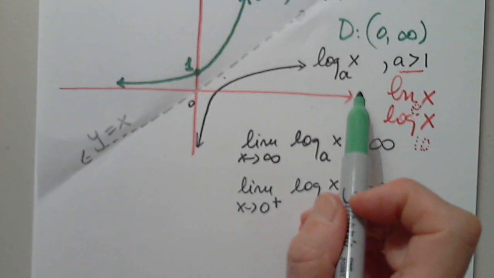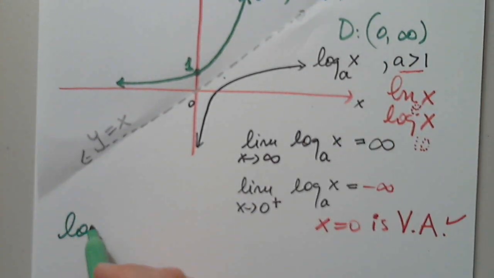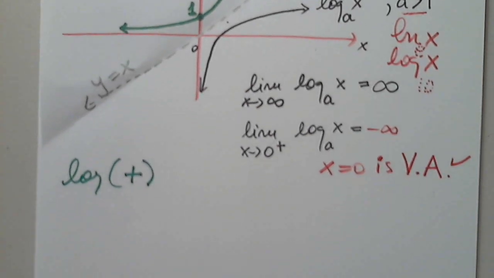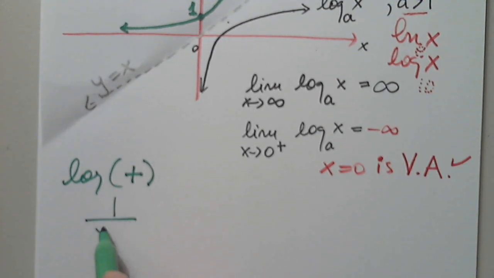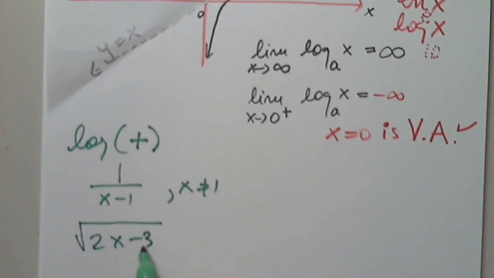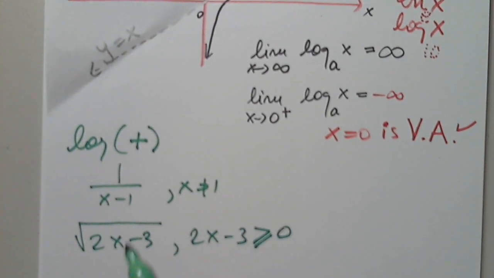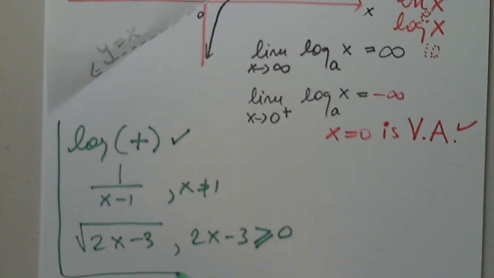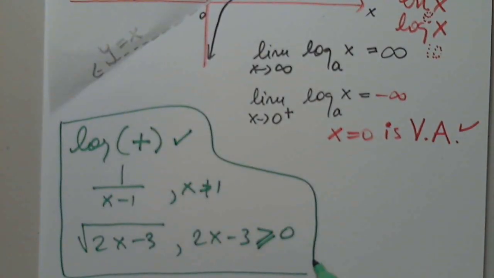So there is a problem with log. Log is applied only to positive numbers. We had two other functions with problems. 1 over x minus 1: x could not be 1. That's another problem. We also have the square root of 2x minus 3, and we know that 2x minus 3 has to be greater or equal to 0. This is the third one. It's a problem function. Why? It's not defined on all real numbers.